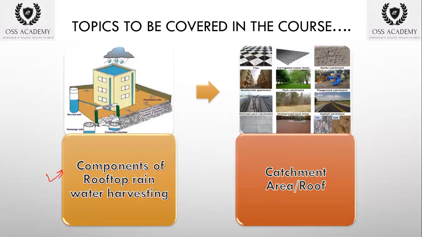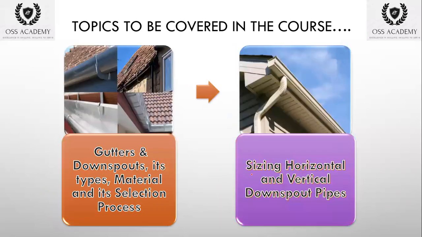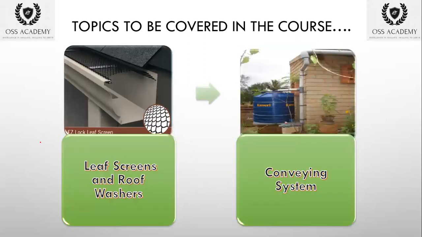Also, we'll talk in more detail regarding rooftop rainwater harvesting and the components involved. We'll talk about the catchment area, what different types of catchment area are available, and how we can design the gutter, downspouts and their types, materials and selection procedure. Also, we'll talk about the sizing of horizontal and vertical downspout pipes whenever we are designing a rooftop rainwater harvesting system.